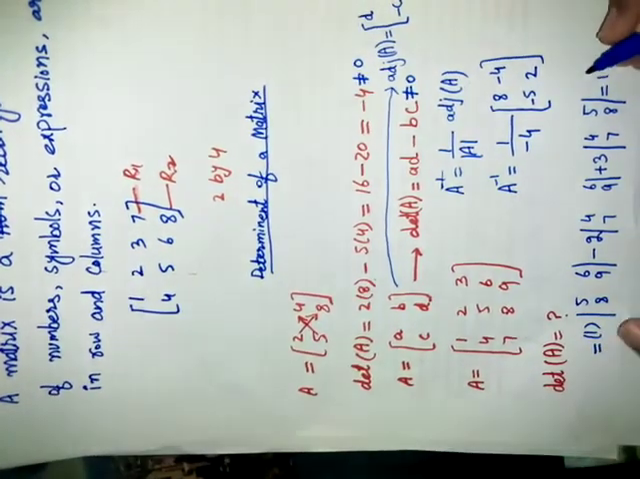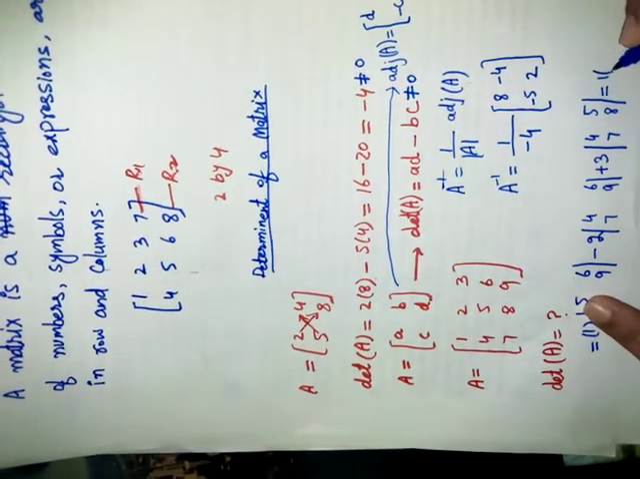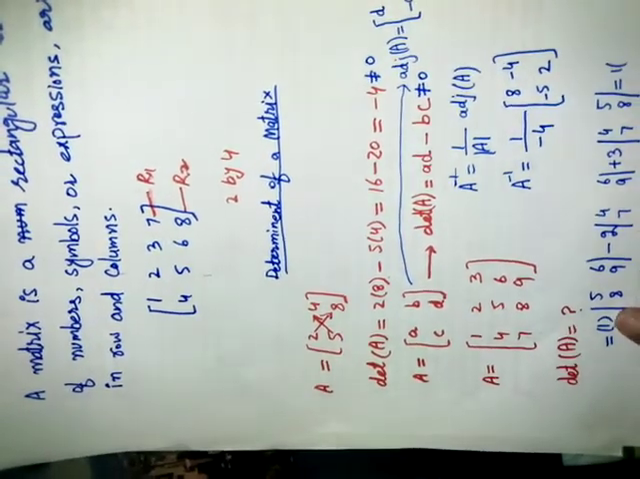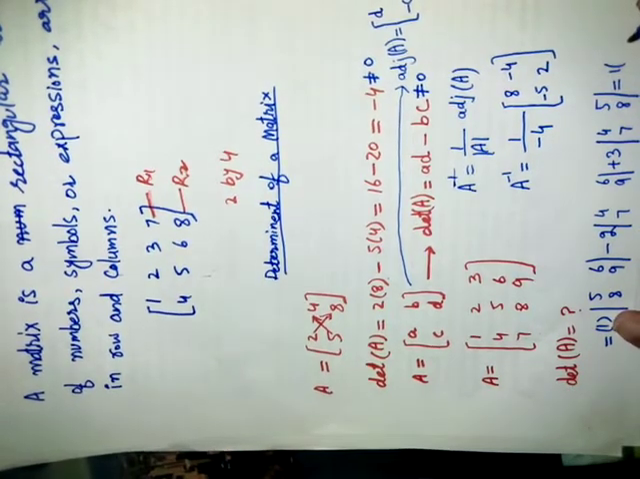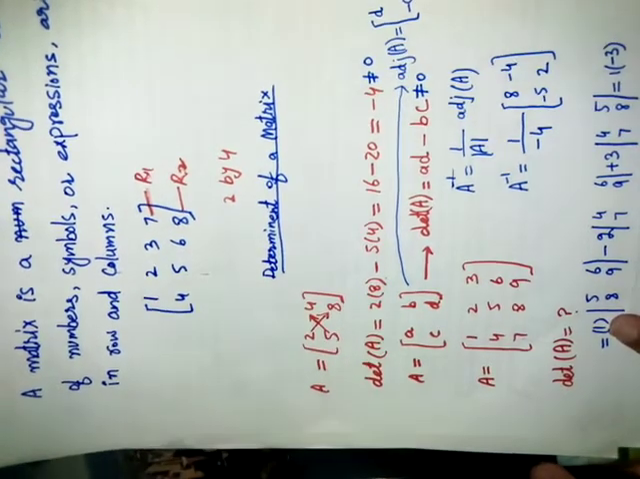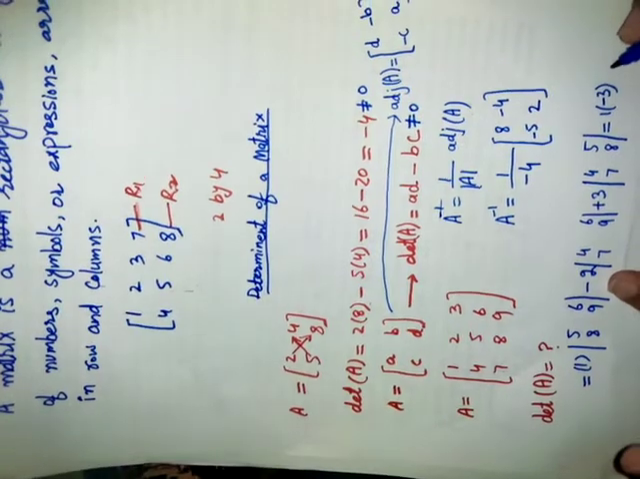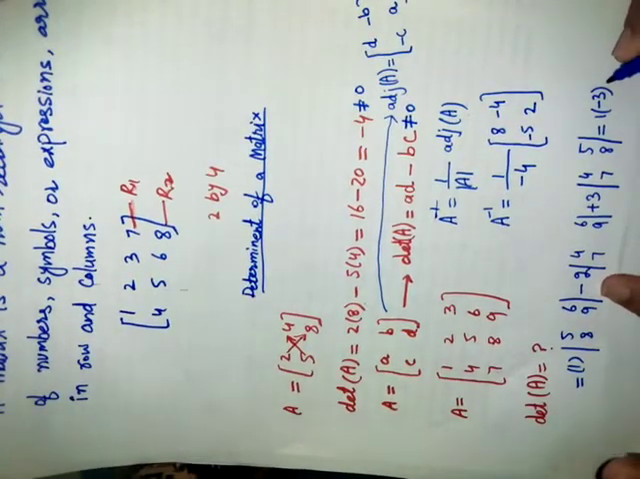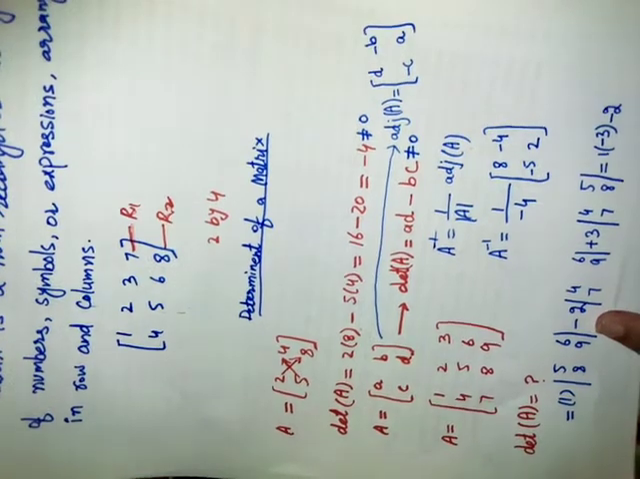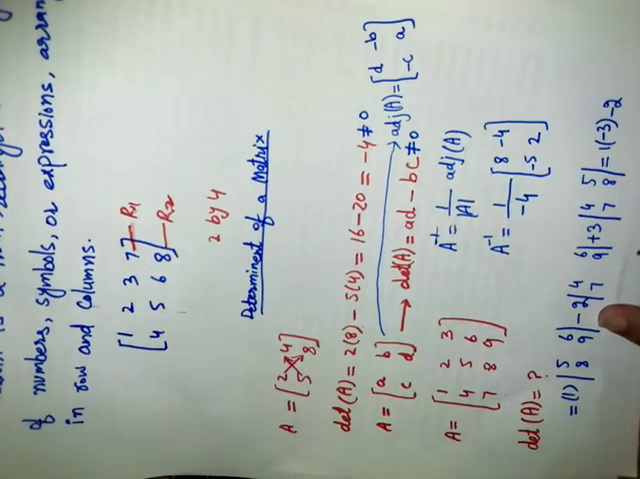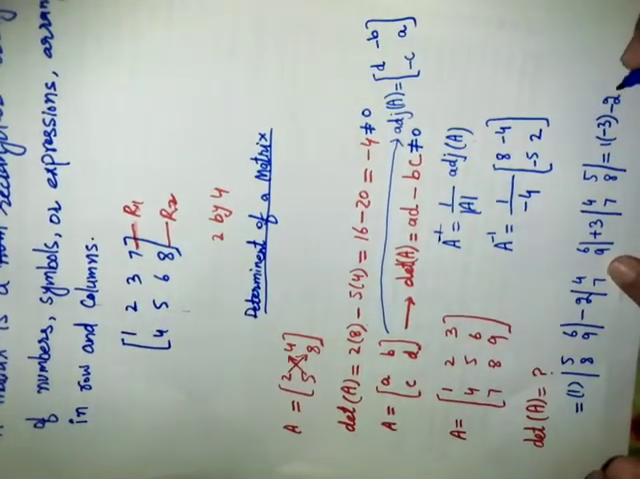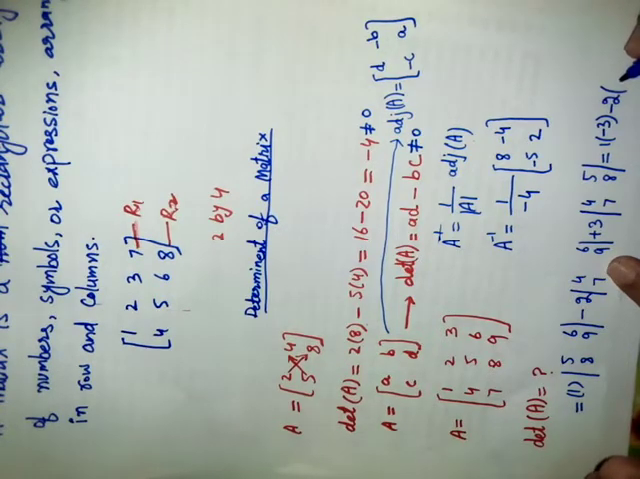1 times: 9 fives are 45 minus 8 sixes are 48. 45 minus 48 will be minus 3. Here minus 2 times: 9 fours are 36 minus 7 sixes are 42. 36 minus 42 will be minus 6.